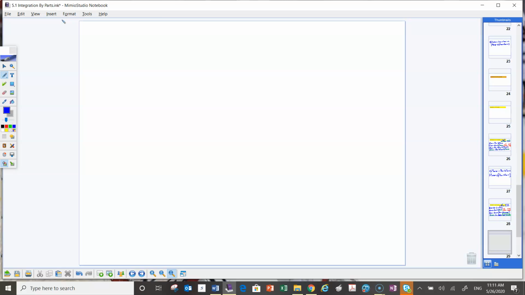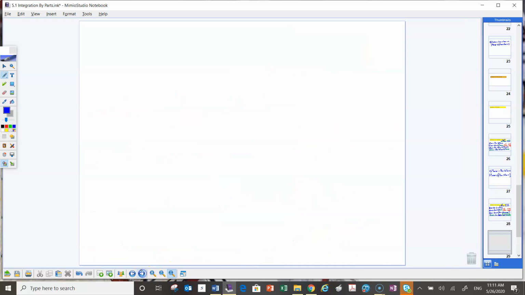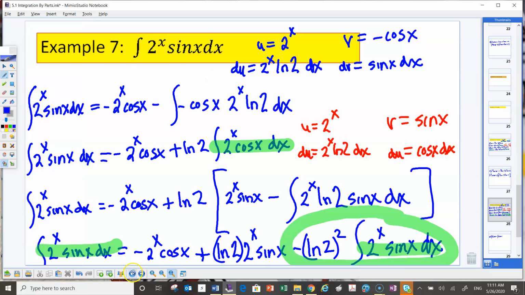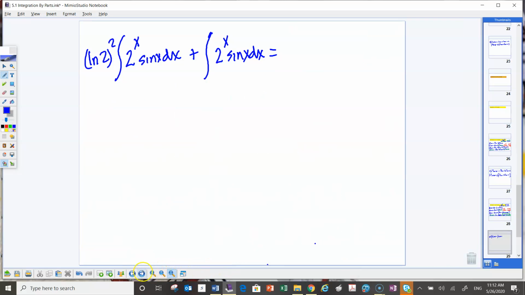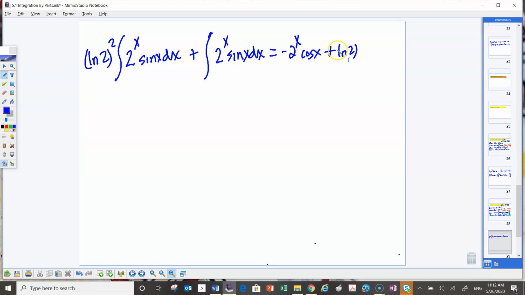So when I do that, I am going to get ln2 squared times the integral of 2 to the x sine x dx plus my original one, and that's going to equal negative 2 to the x cos x plus ln2 2 to the x sine x.